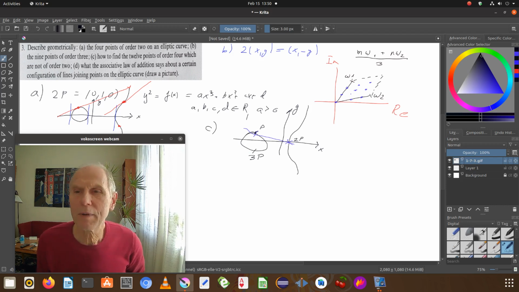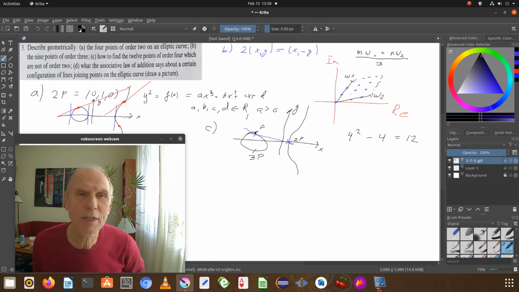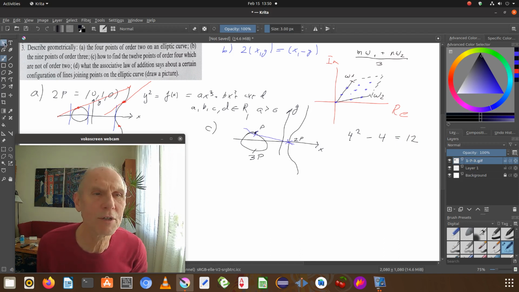And then we can make the same drawing here, which gives 4 squared, and then we have to subtract the 4 of order 2, or the 3 of order 2, and the 1 being the unit element, which gives 12. I hope that's what it says. The 12 points. Good.